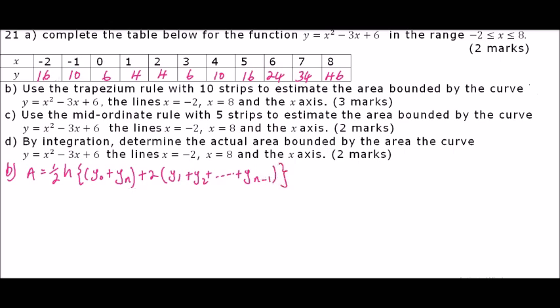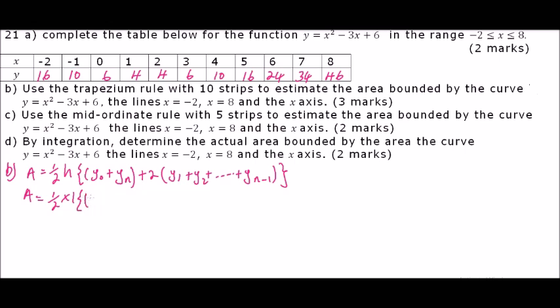So we are going to use this. This is the first trapezia, and this is the last one. So we just say area is equals to a half. The height is 1, so we put the bracket.